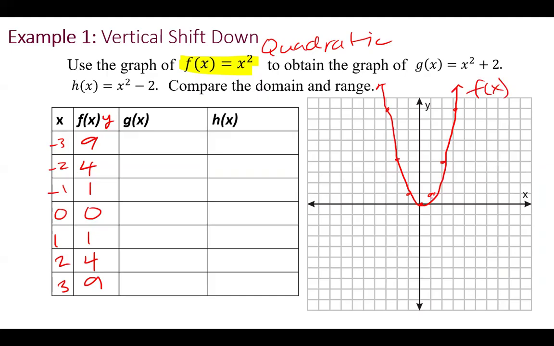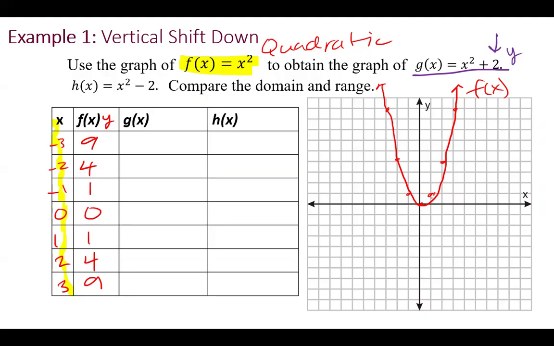All right, now we're going to go on to the next part. The next part says it wants us to obtain the graph g of x, and g of x is x squared plus 2. Notice that our plus 2 is away from our x, right? Because it's away from our x, that's our k. That means that it's going to affect the y. Does that make sense? So for g of x, my x values aren't changing. So your x values are going to stay the same, but you are getting new y values. And how are you getting those new y values?